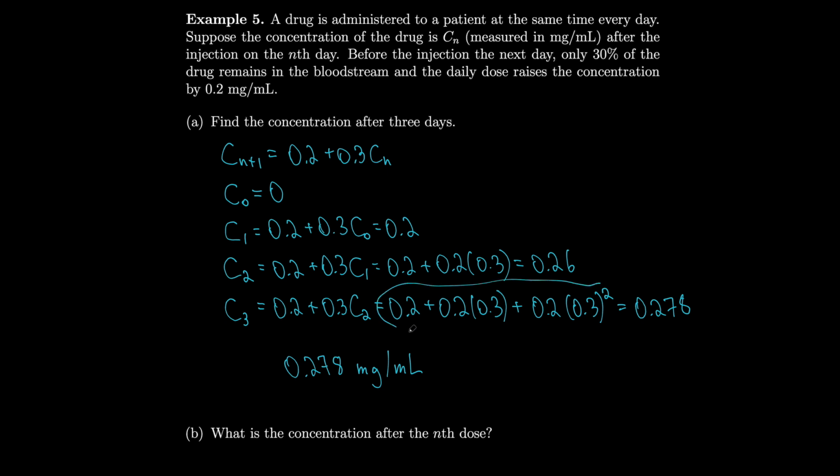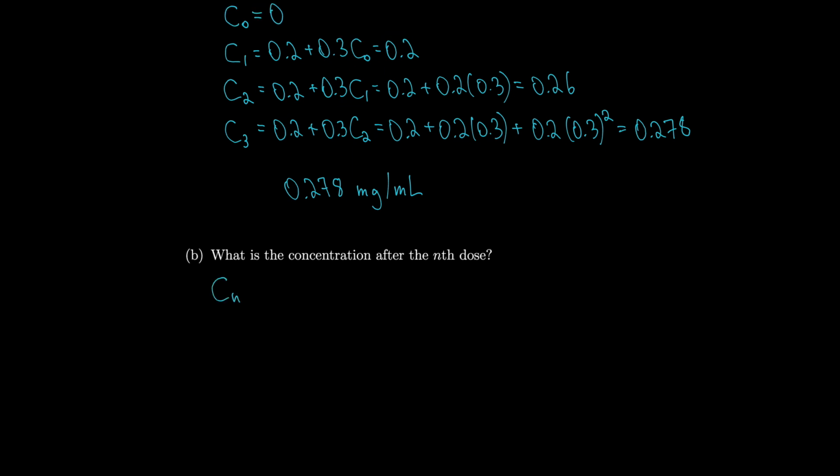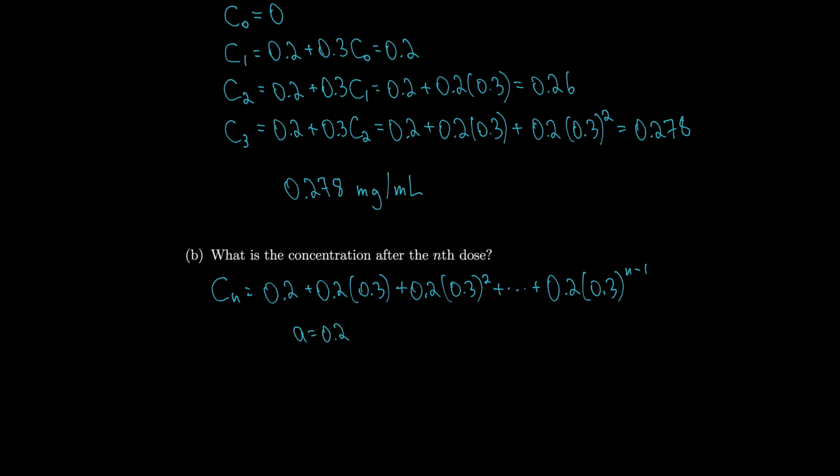But notice we kind of identified a pattern over here. So we should now be able to find the concentration after the nth dose. Notice that the sequence is going 0.2, 0.2 times 0.3, 0.2 times 0.3 times 0.3, etc. So it seems like, in general, Cn should be equal to 0.2 plus 0.2 times 0.3 plus 0.2 times 0.3 squared, and so on, where the nth term is 0.2 times 0.3 to the n minus 1. So that's where we stop for Cn. So this looks like a geometric series with a equals 0.2 and r equals 0.3.